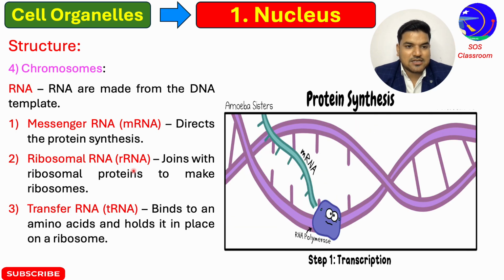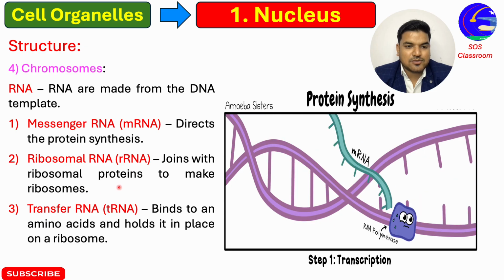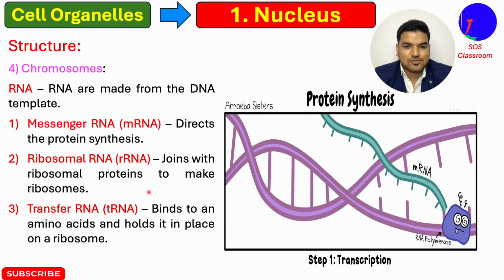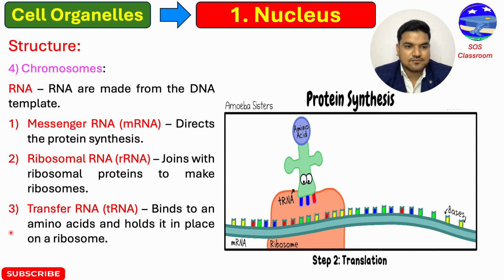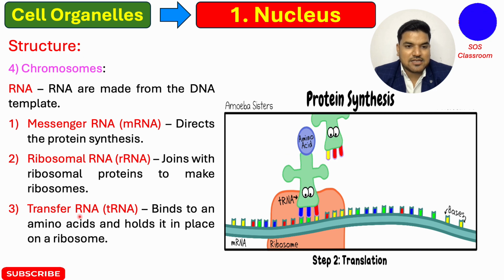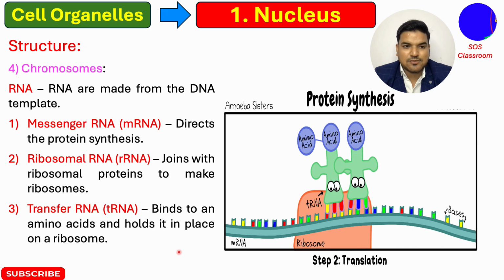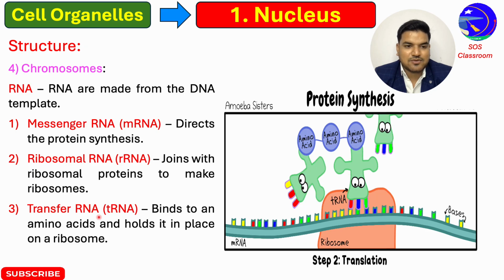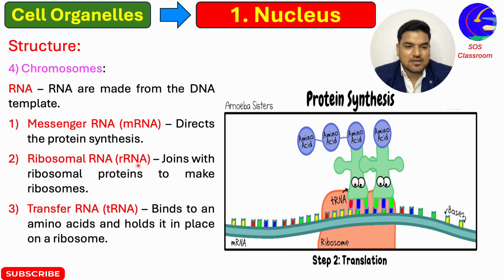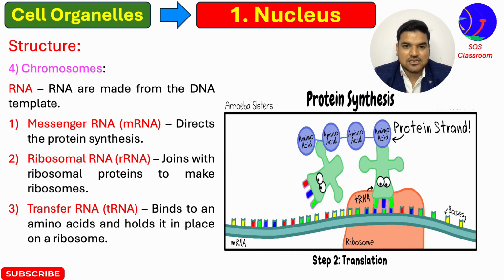Next, ribosomal RNA joins with ribosomal protein to make the ribosome. You can see in the images. Next, the transfer RNA binds to an amino acid and holds it in place on a ribosome. So these are the different types of RNA: mRNA, rRNA, and tRNA.